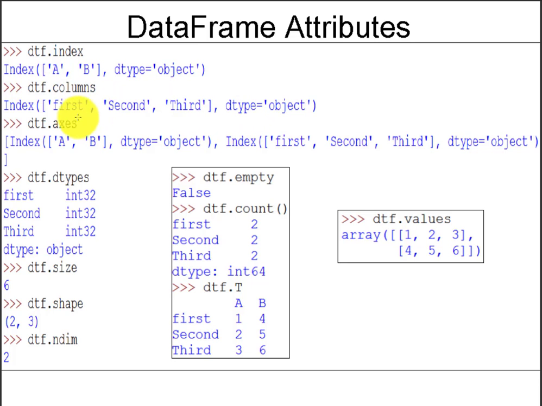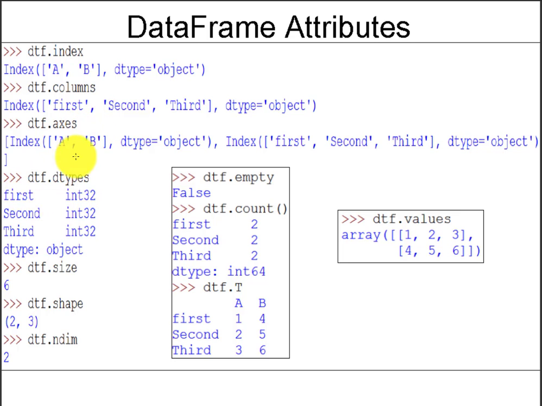Clear? Next, if you want to check the axes of your data frame, you can use the axes attribute. You write DTF dot axes. With the help of this, you can check the index A, B and its columns first, second, third. So you can check both row and column indexing with the help of the axes attribute. Clear?